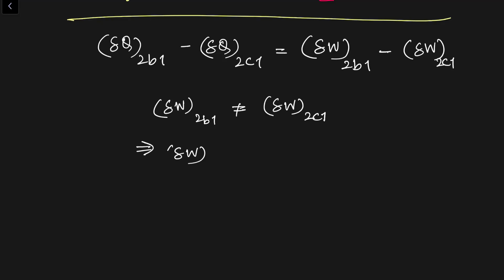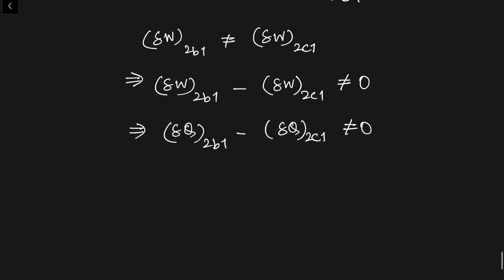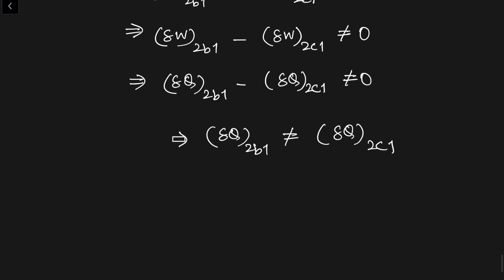this further means that del W 2B1 minus del W 2C1 is not equal to 0, which further implies that del Q 2B1 minus del Q 2C1 is not equal to 0, which further means del Q 2B1 is not equal to del Q 2C1, and from here we can conclude that heat transfer is path dependent.